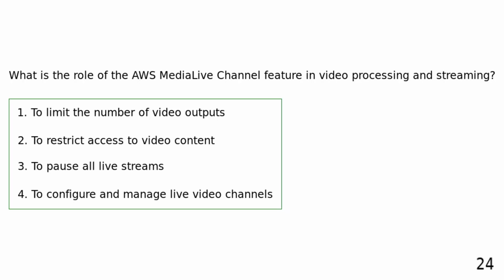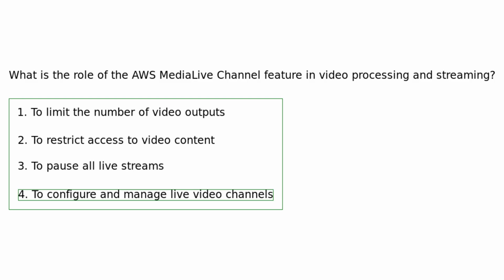What is the role of the AWS MediaLive channel feature in video processing and streaming? To limit the number of video outputs. To restrict access to video content. To pause all live streams. To configure and manage live video channels. The AWS Elemental MediaLive channel feature allows users to configure and manage live video channels, enabling them to define the input and output settings for each channel.